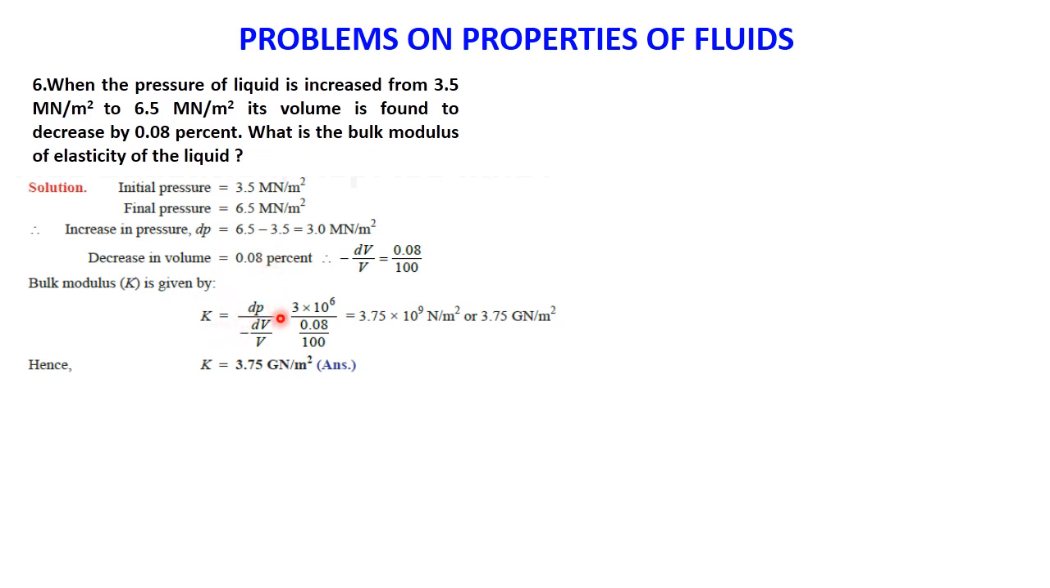So now easily, bulk modulus K is equal to dP divided by minus dV by V. So dP is 3 into 10 raised to 6, mega Newton means 10 raised to 6, divided by 0.08 divided by 100. So we get this value as 3.75 into 10 raised to 9 Newton per meter square, or 3.75 giganewton per meter square. So the value of bulk modulus is 3.75 giganewton per meter square.